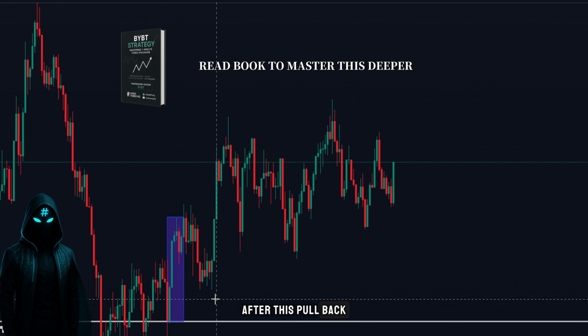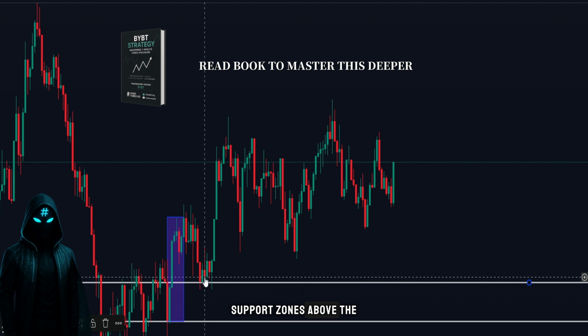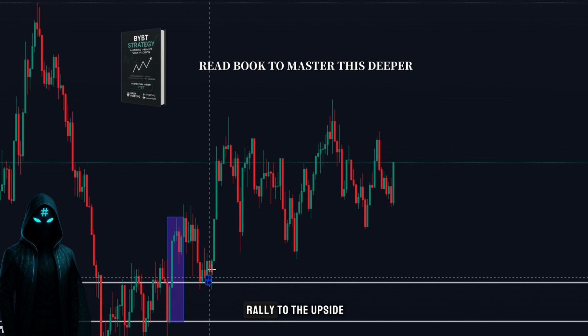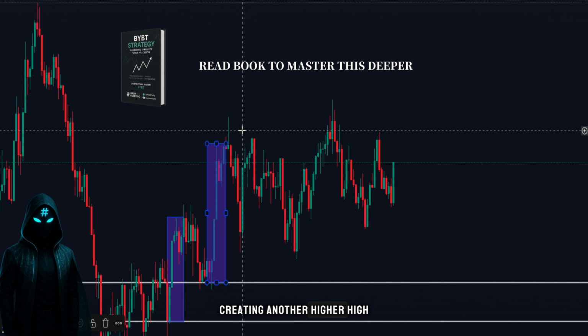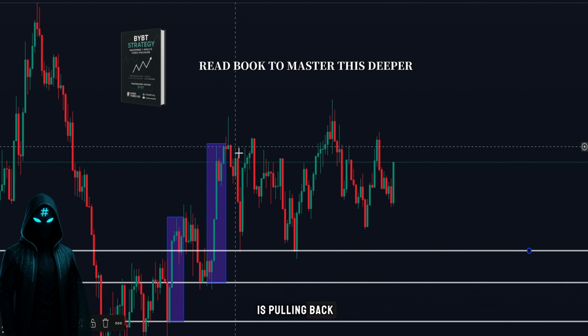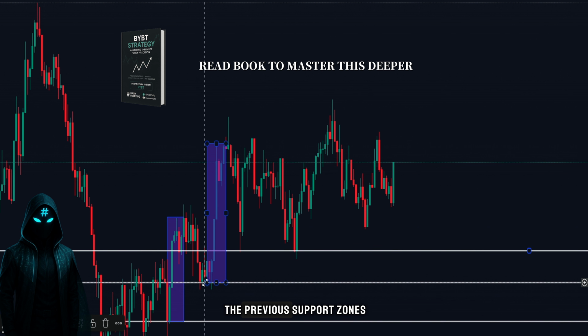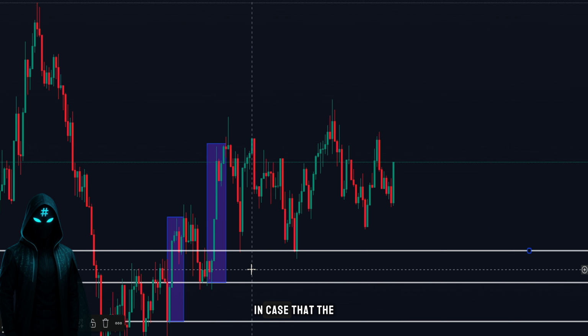After this pullback, the market is forming another support zone above the previous support, and it is also creating a new rally to the upside, creating another higher high. Notice how the price is pulling back. When it is pulling back, it is still respecting the previous support zones. What does that indicate? It indicates that the market is pushing upwards.